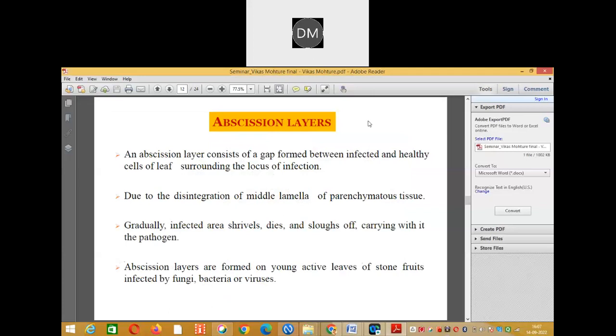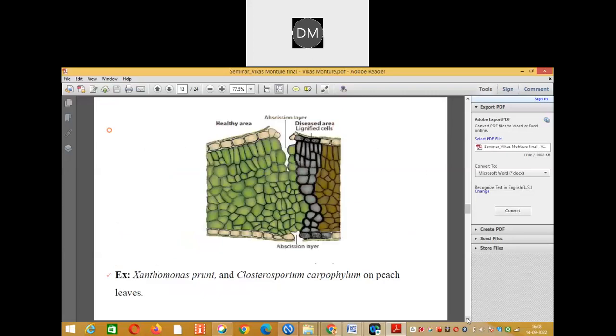Another is the abscission layer. An abscission layer consists of a gap formed between the infected and the healthy cell of the leaf surrounding the locus of the infection. This abscission layer again forms after the infection. Due to the disintegration of the middle lamella of the parenchymatous tissue, the infected area gets shriveled, dies and sloughs off, carrying the pathogen with it, and it prevents the entry of the pathogen to the next level.